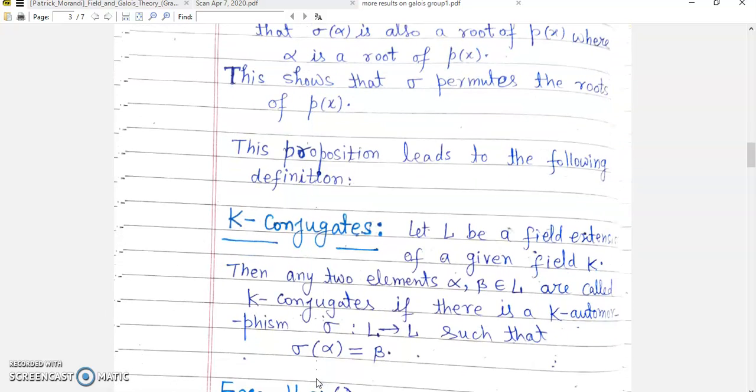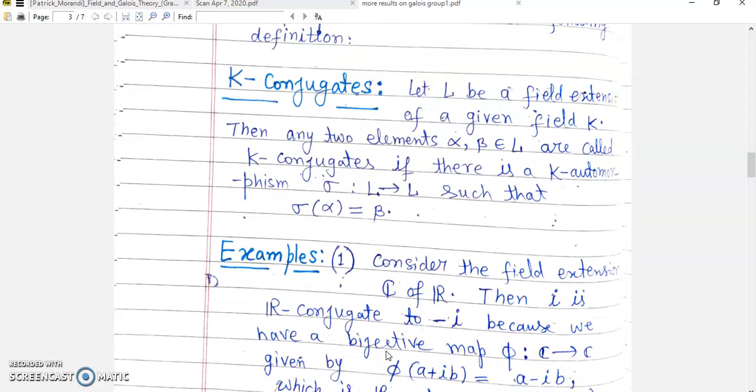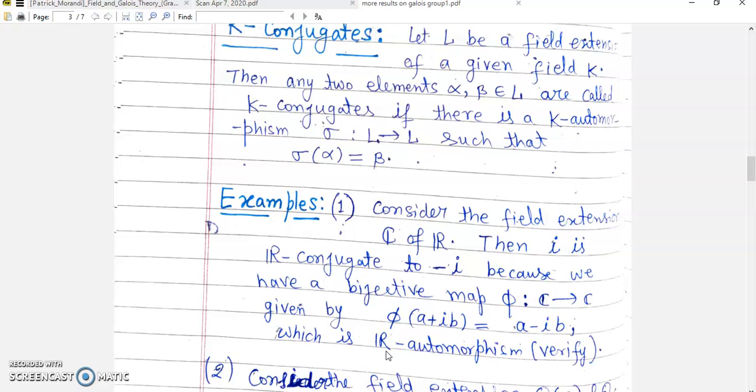So this proposition suggests us to define the following notion: K-conjugate. Let L be a field extension of a given field K. Then any two elements alpha and beta are called K-conjugates if there is a K-automorphism which carries alpha to beta. So by this definition, here we have some examples.